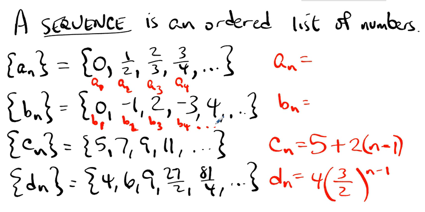So what does the nth term look like? Well, in each case here, the denominator appears to be whatever n is, and the numerator appears to be 1 less than that. So that's probably the good way to go there.